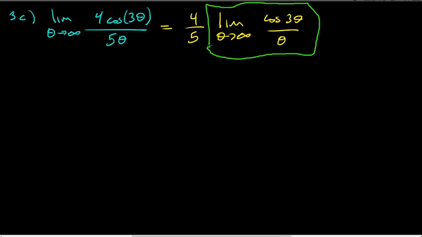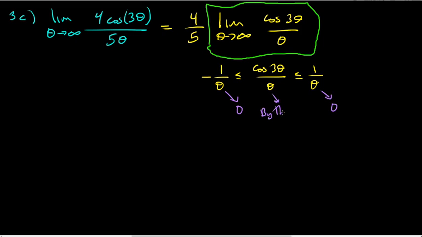So what's this limit here? Well, again, most of you got it. It's 0 because the numerator is bound between negative 1 and 1, and the denominator just gets bigger and bigger, right? In other words, you're using the squeeze theorem. So this is negative 1 over theta is less than or equal to cosine of 3 theta over theta, which is less than or equal to 1 over theta. A lot of you were a little sloppy here, but that's fine. This goes to 0, this goes to 0. So by the squeeze theorem, this also goes to 0 as well.